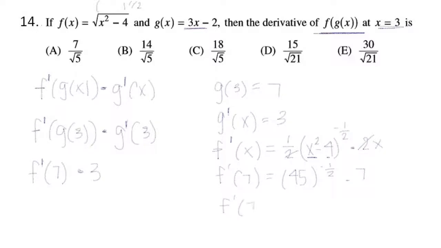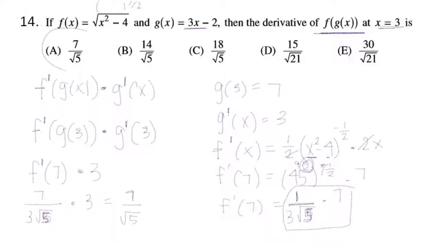So f prime at 7, negative 1/2 means I need the square root of 45, and then I need the reciprocal. The square root of 45, we can break that down to be 9 times 5, so that's going to give me 1 over 3 root 5 times 7. All of this is equal to f prime at 7. So if I come back over here, I have 7 over 3 square root of 3, and then times the 3 that was already there. So it looks like I get an answer of 7. Oh, that's not a 3. Y'all, I messed up. That should be a 5. Oh my goodness. So let's make that a 5. So that's going to be 7 over the square root of 5. So that's going to be answer choice A.